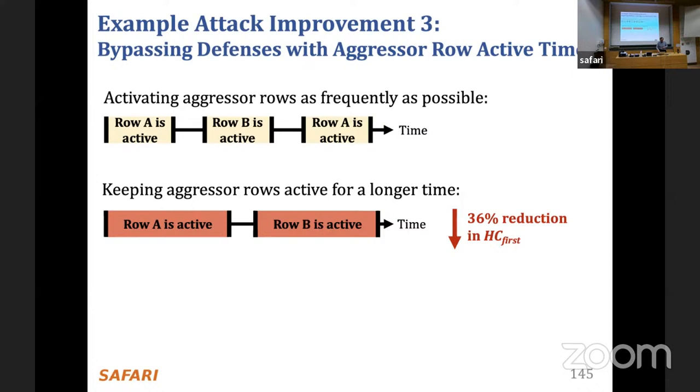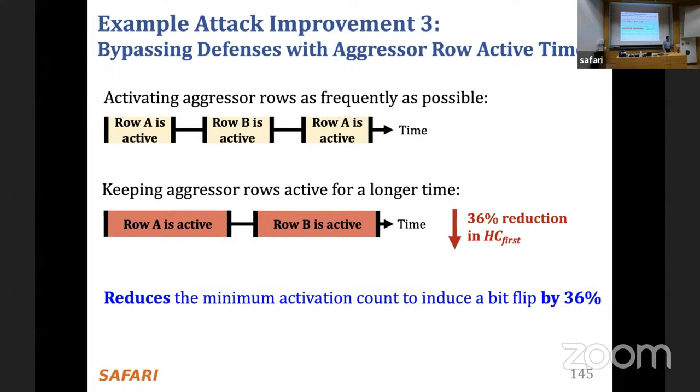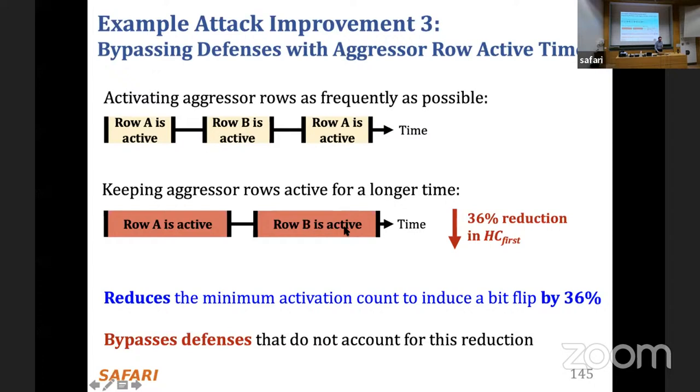A lot of the mechanisms are activation count based. Basically, a lot of the protection mechanisms count the number of activations. These are the access counter based mechanisms. If they're configured to not take this into account, then they may not be secure. Basically, you can bypass defenses that do not account for the fact that someone may be doing this, if the defense is based on the anticipation that someone would be activating the rows as frequently as possible. You would use a RowHammer threshold that's much larger than what you need if someone is more intelligent in attacking you. So these are actually interesting from that perspective.